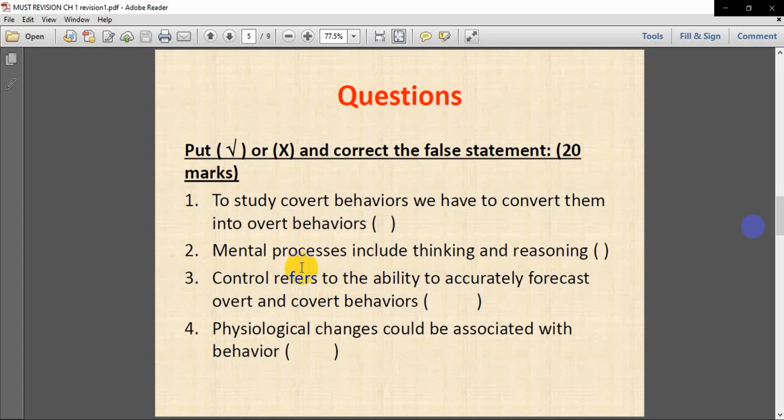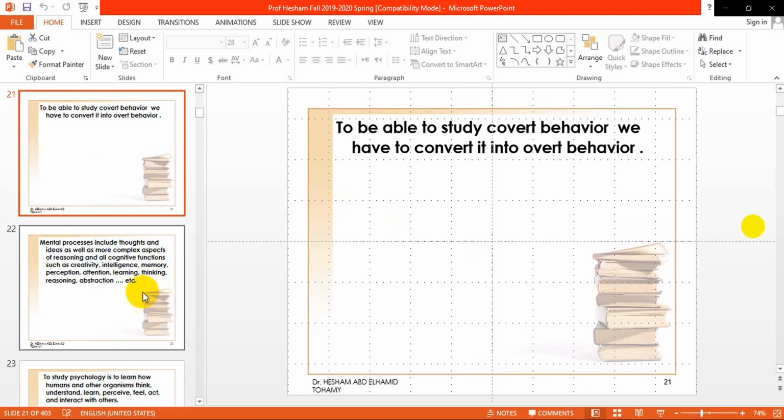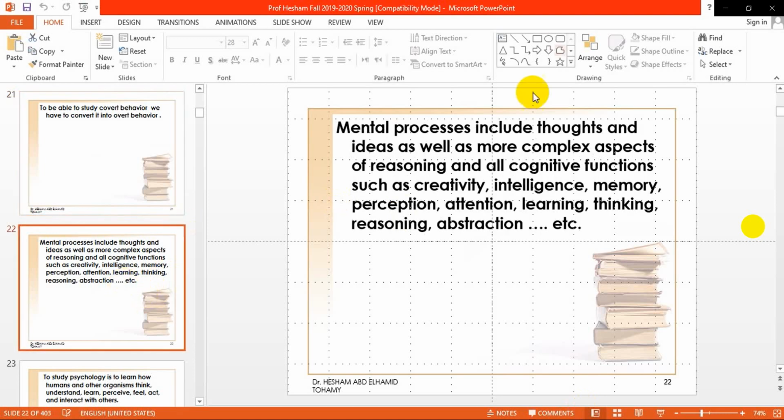Mental processes include thinking and reasoning. Yes, it's true, and you can check this slide to be sure. Mental processes include thoughts and ideas, as well as more complex aspects of reasoning and all cognitive functions such as creativity, intelligence, memory, perception, attention, learning, thinking, reasoning, abstraction, and so on.